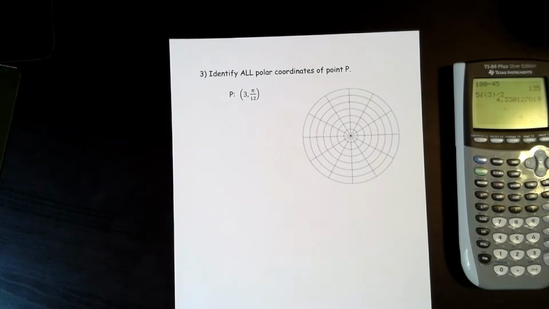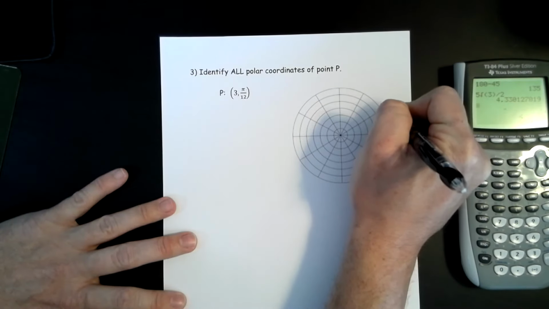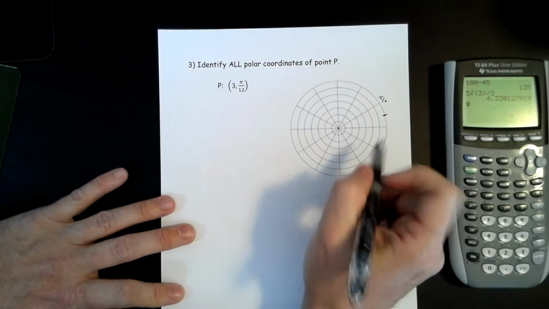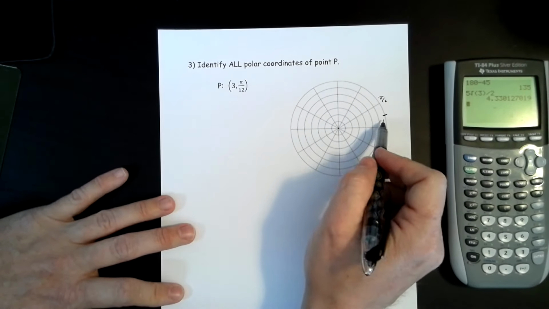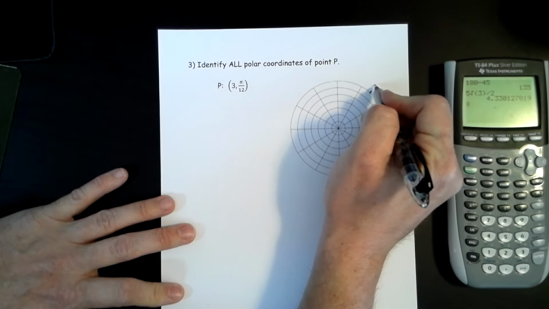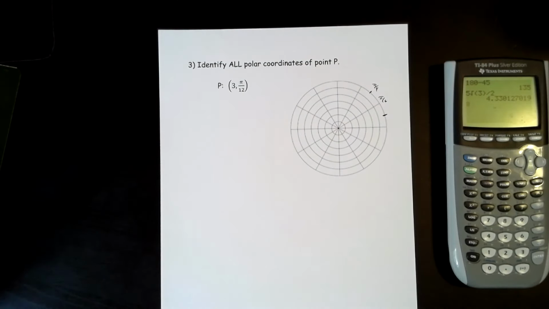Now, to continue, this talks about identifying all the coordinates. Now, if this is pi over 6, here is pi over 12. A lot of times we like to use pi over 12 because 1 pi over 12, 2 pi over 12 is pi over 6, 3 pi over 12 is pi over 4. And if I use pi over 12, I'll get my 30s, 60s, and 45s.